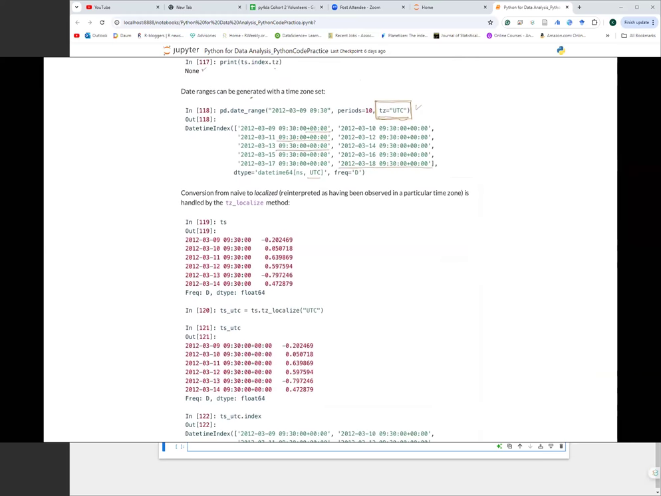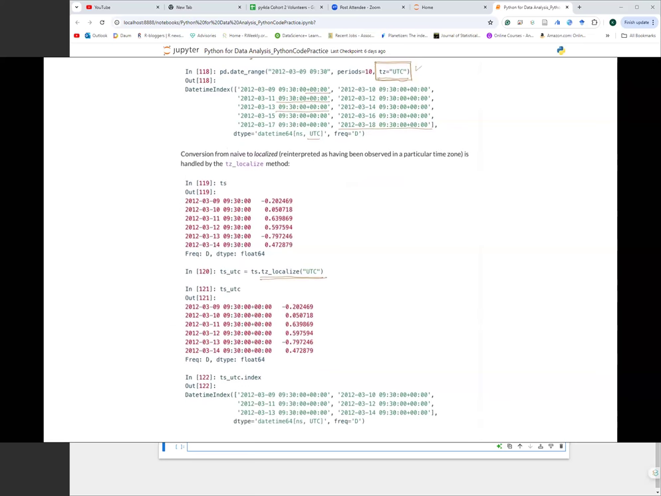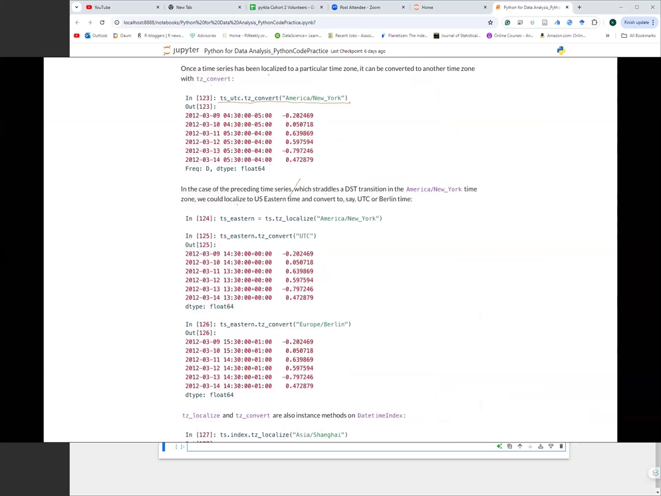And if you want to localize the time zone, we can run this command, localize. Based on that, we can localize these UTC time zones. And if you want to convert this UTC time zone to a more localized time zone, for example, this one tries to convert the UTC time zone to the New York time zone, which means Eastern Standard Time.